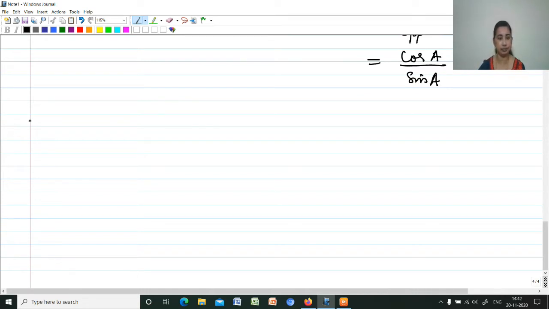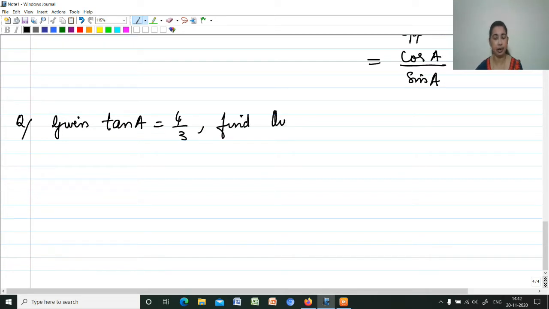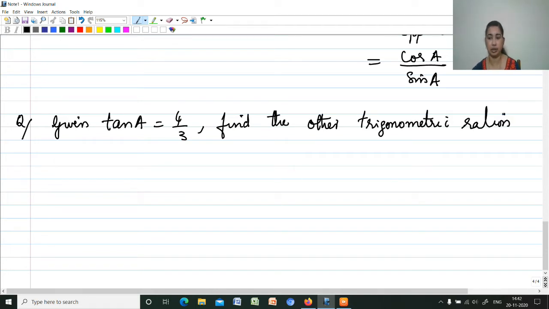First question, given tan A is equal to 4 by 3, find the other trigonometric ratios of angle A. So tan A is given as 4 by 3.